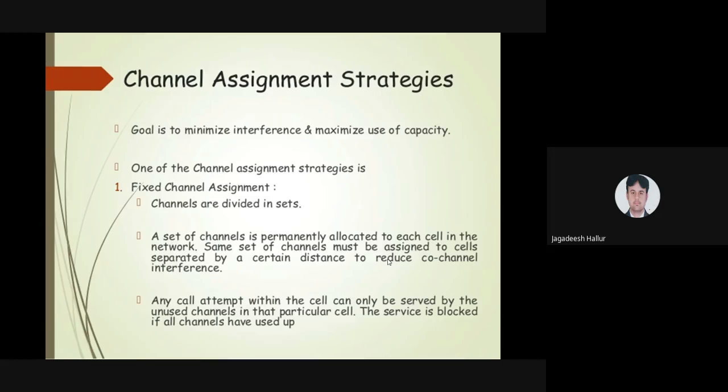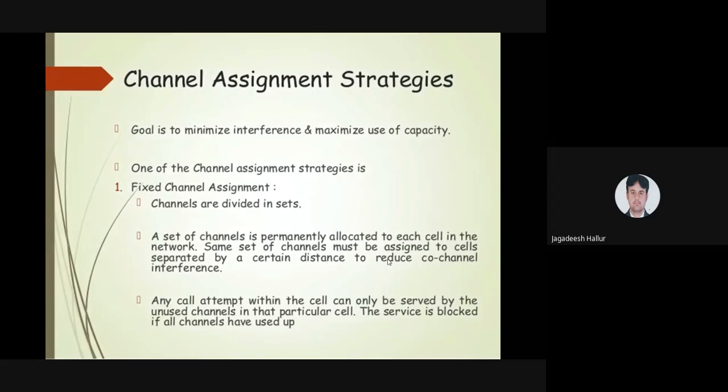The channels are divided in sets. What is the fixed channel assignment strategy? Whatever channels are allocated for a particular cell are permanently allocated. They are not changed. Stable channels have been allocated.